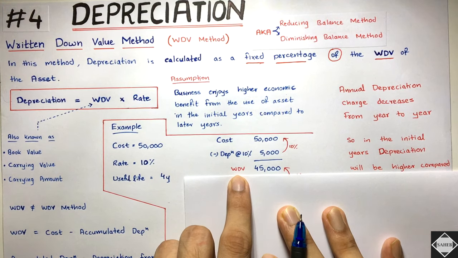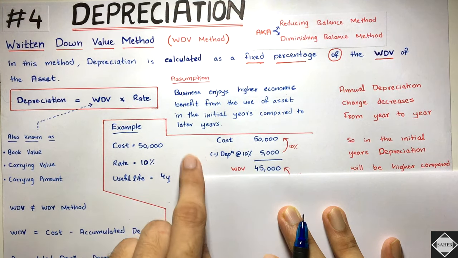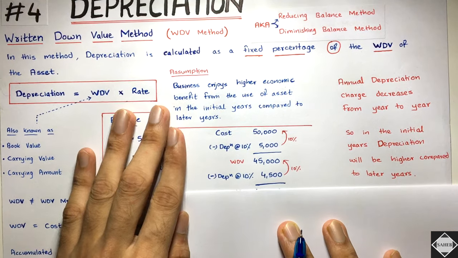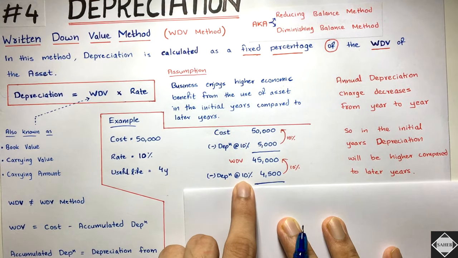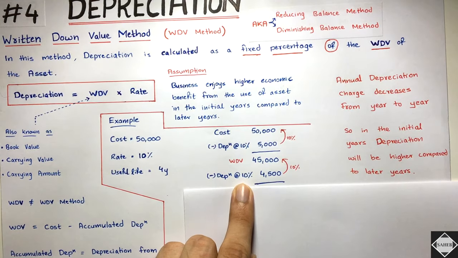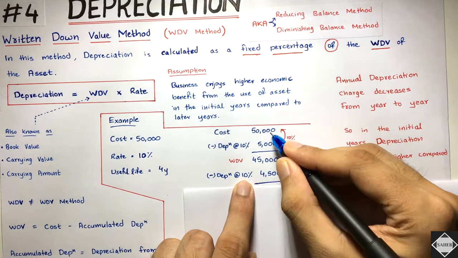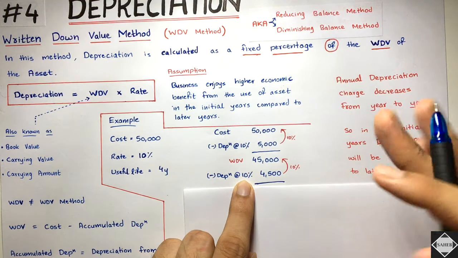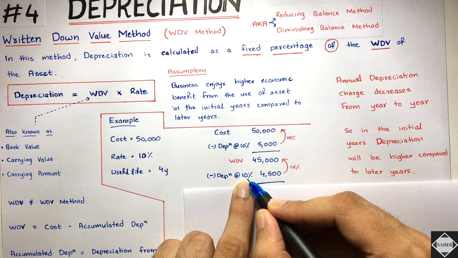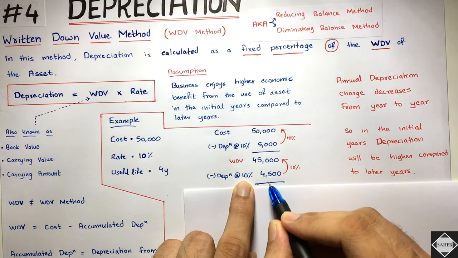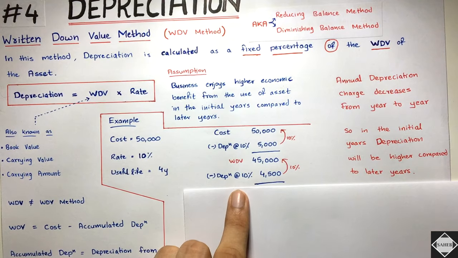Okay. Now next, what will happen in the second year? This was at the end of first year. At the end of second year, what will happen? You will have to calculate the depreciation, but not like straight line method. In straight line method, if you remember, we used to calculate 10% on 50,000 only. Again, same depreciation every year. Here it's not like that. Here you have to calculate this 10% on this WDV, on this 45,000. That's equal to 4,500, isn't it?